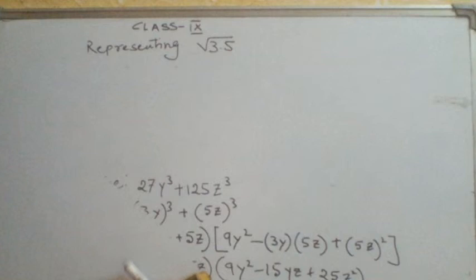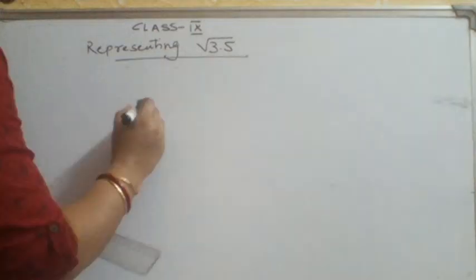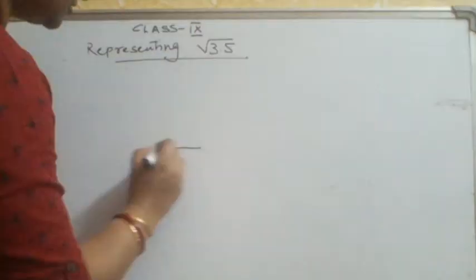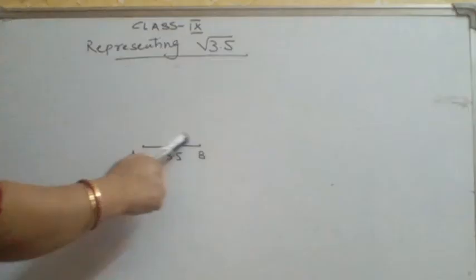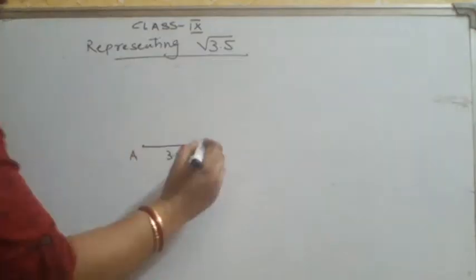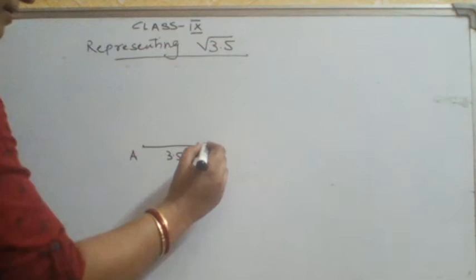You need to draw a line segment of length 3.5. With the help of your ruler, you are going to draw a line segment of length 3.5. Say this is your AB. Okay, if you say this is A and this is B. Because you are representing under root 3.5, I have drawn a line segment of length 3.5. Now you extend it up to 1 centimeter.